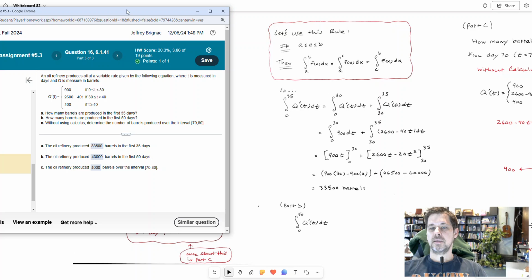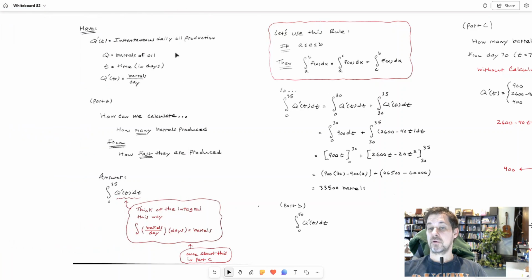And if I could just frame the broad question about what we have here, it is: can we go from knowing how fast barrels are produced to how many barrels are produced? If I could sum it up as simply as possible, this is what we're trying to do. I want to calculate how many barrels are produced from knowing how fast they are produced.